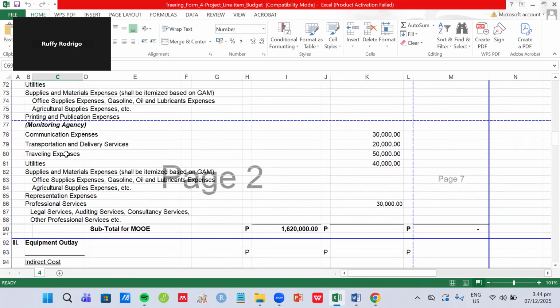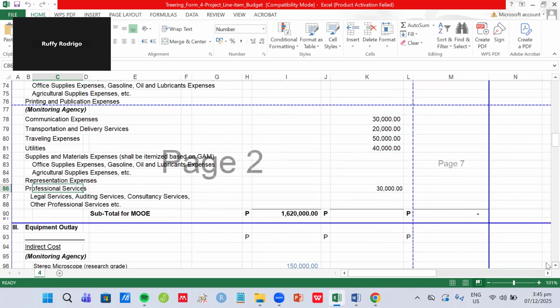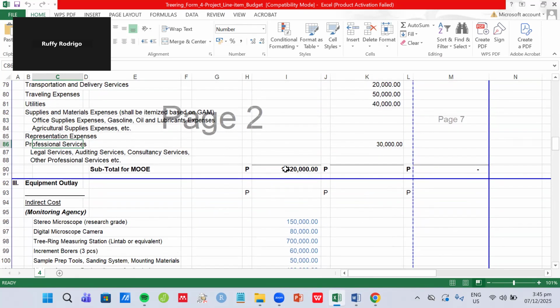Here is the rest. For this one I put it under the partner agency, my university. So the expenses: transmission, traveling, utilities, the room that you use, and also I would say admin costs. I think this would fall here. So now I have 1.6 million for the MOOE.